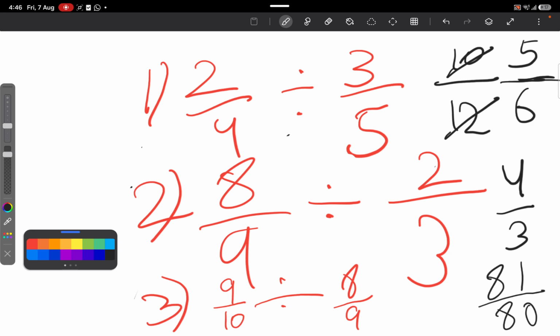Okay, and if you want, practice more. Practice is the key way, it's the only way to excel in math.